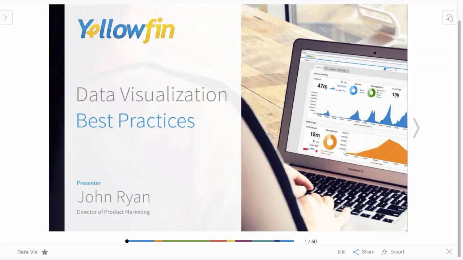Today's session is all about data visualization, which is a hot topic, but it's also a key fundamental for helping you get the most out of your business intelligence and analytics investment.